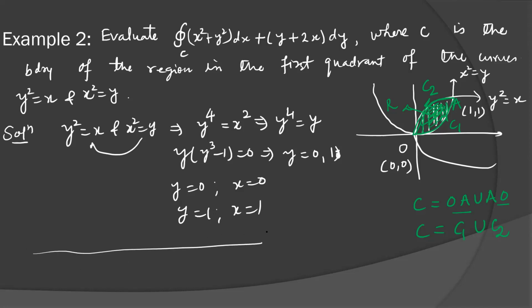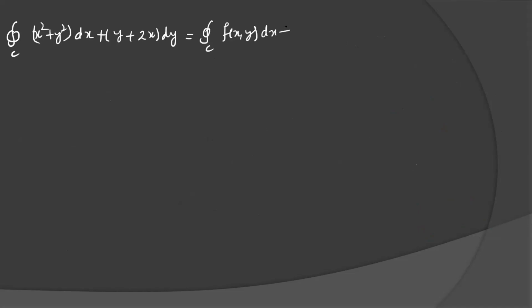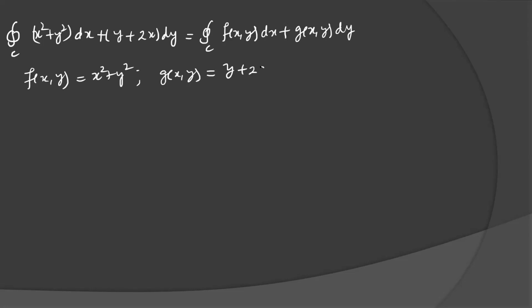So I'm going to solve by both the methods here, using the line integral and using Green's theorem. And you can see how Green's theorem is important here. So now let's compare the given integration. The given line integration is (x square plus y square) dx plus (y plus 2x) dy. Now if you compare with f(x,y) dx plus g(x,y) dy, you can see that f(x,y) is equal to x square plus y square and g(x,y) is equal to y plus 2x.